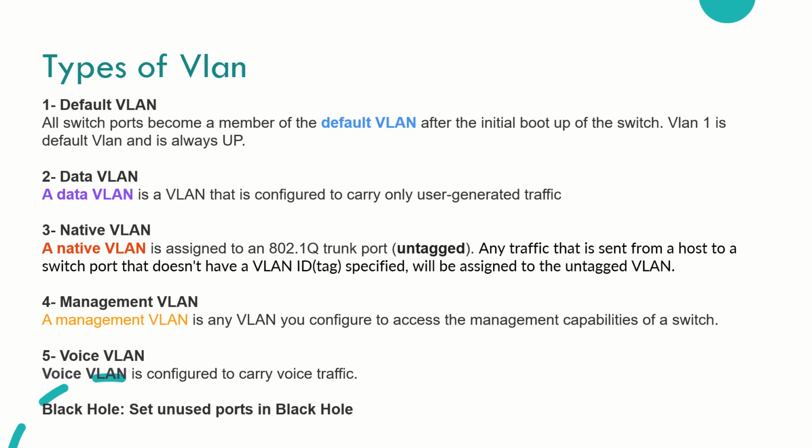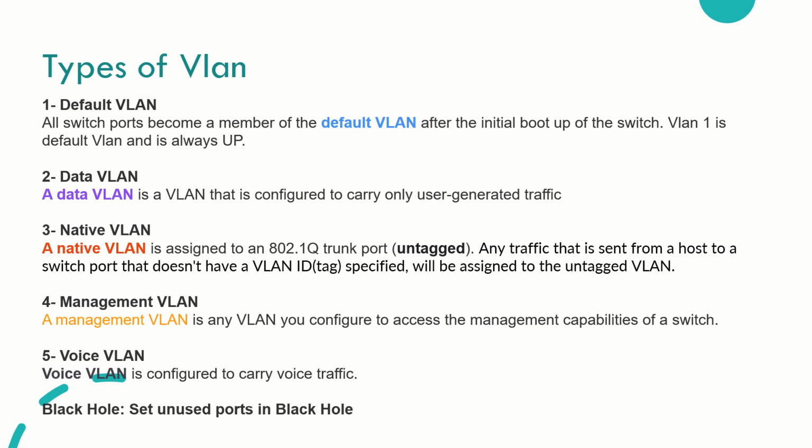But what are the types of VLAN? There are so many different VLANs. We have the default VLAN. All switch ports become a member of the default VLAN after the initial boot of the switch. If you boot up a switch, you can see all of the interfaces, all of the ports are members of VLAN 1, and VLAN 1 by default is the default VLAN and the management VLAN and is always up.